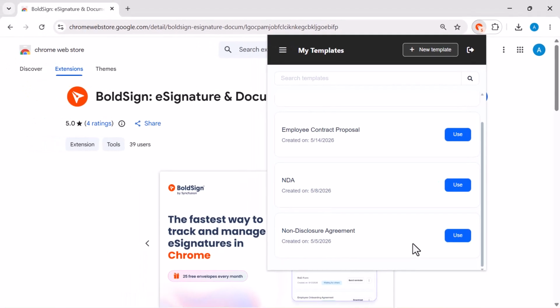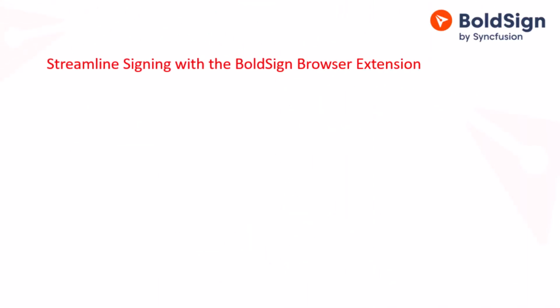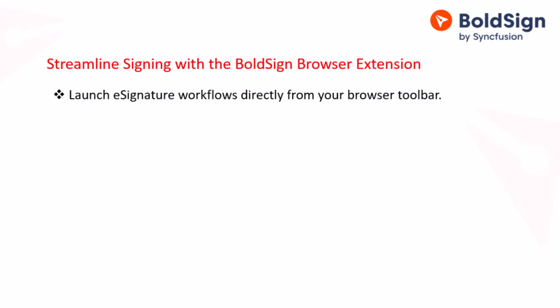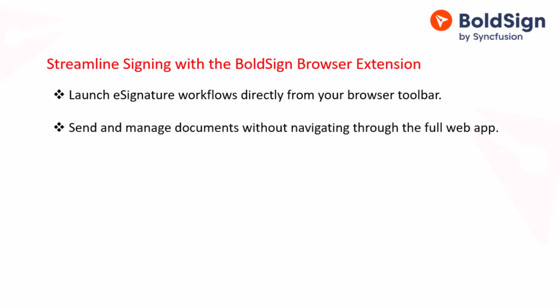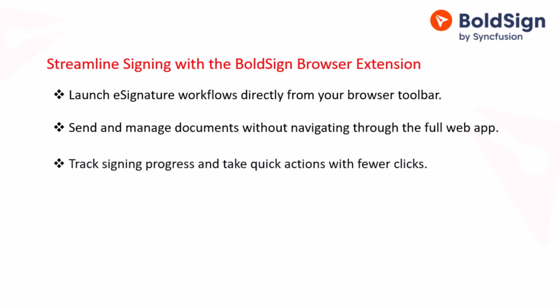Instead of setting up the document from the beginning each time, you can start with a ready-to-use template and move faster. With the BoldSign Chrome Extension, you can launch eSignature workflows directly from your browser toolbar and send or manage documents without navigating through the full web app. It also allows you to track signing progress and take quick actions with fewer clicks, helping you stay productive and efficient.